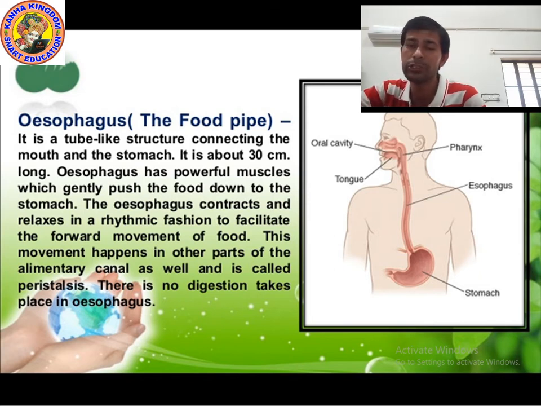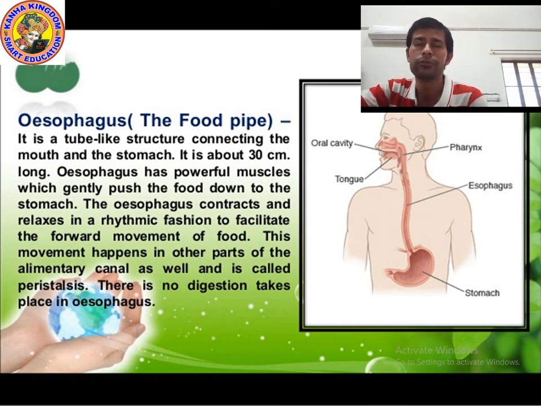Okay, you can see the picture clearly. It is a tube-like structure. What is the shape of esophagus? The shape is tube-like. Okay, not tube-light. I am saying the word tube-like. It is a tube-like structure connecting the mouth and stomach. Yes, it connects our mouth to the stomach.